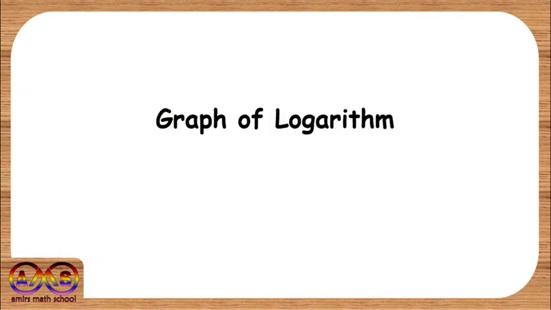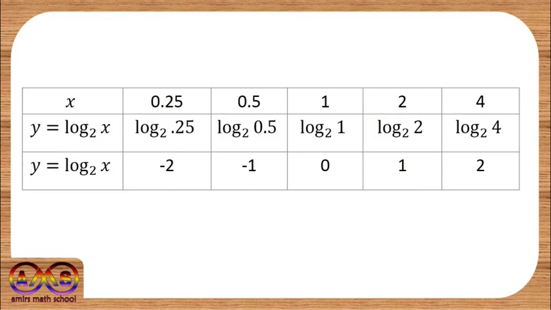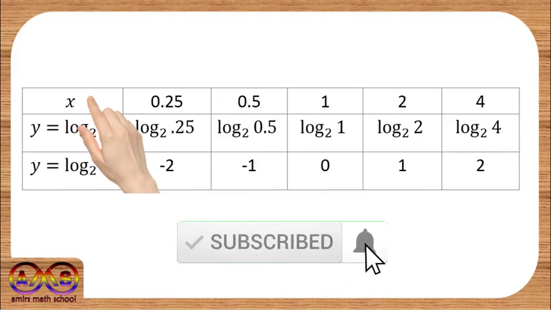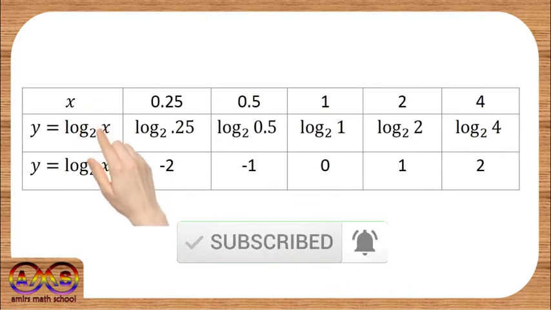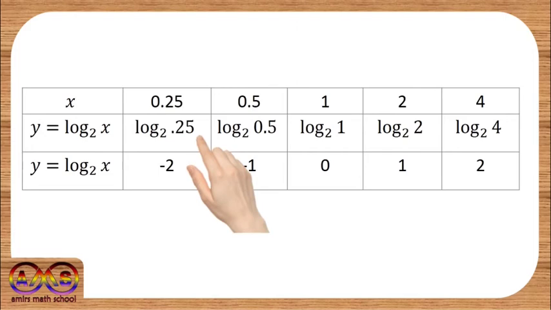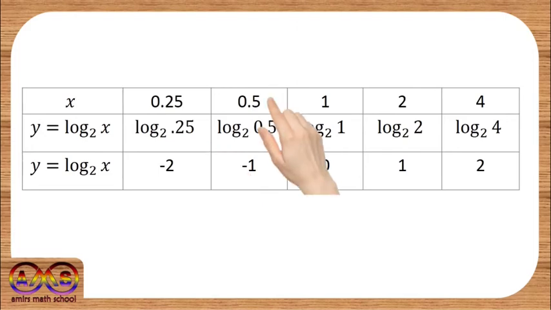Now the graph of the logarithm. For this graph we need a table where we put the values of the independent variable x. We take some values of this variable x and put them in that function to get the value of y. So in the first case, when x equal to 0.25, we put this value 0.25 in place of x. When x equal to 0.5, then we put this 0.5 in place of x.